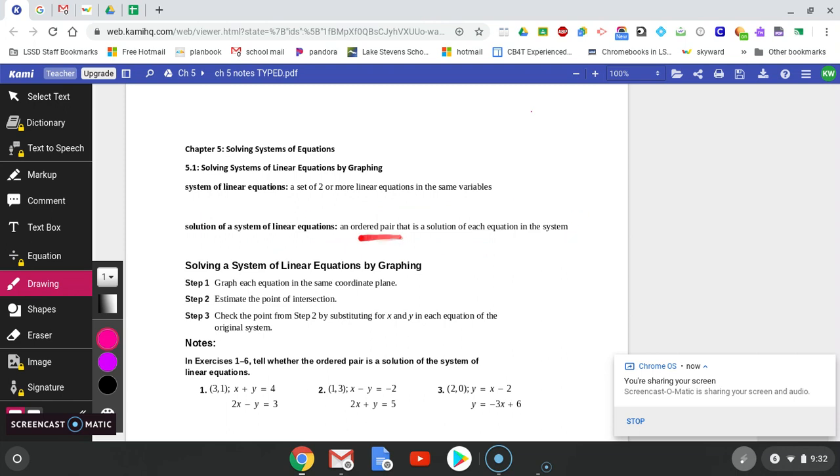It's always going to be an ordered pair that's a solution for both of the equations. So if an ordered pair works for one equation and it works for the other, then it's going to be a solution overall.